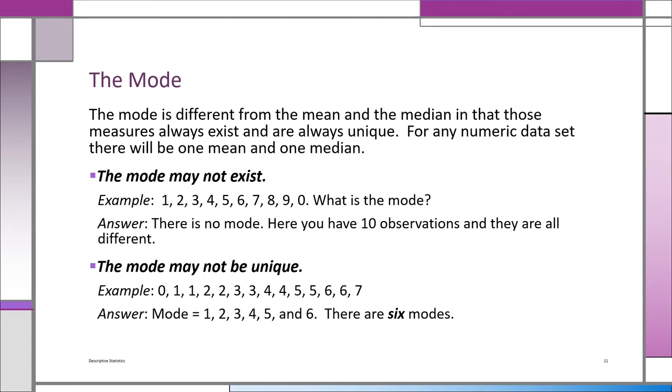Look at the next problem. The mode may not be unique, as we saw before. Look at that. There's a 0, and there's 2 1s, 2 2s, 2 3s, 2 4s, 2 5s, 2 6s. So notice how many modes you got. You got 1, 2, 3, 4, 5, 6. They show up twice, you have 6 modes.